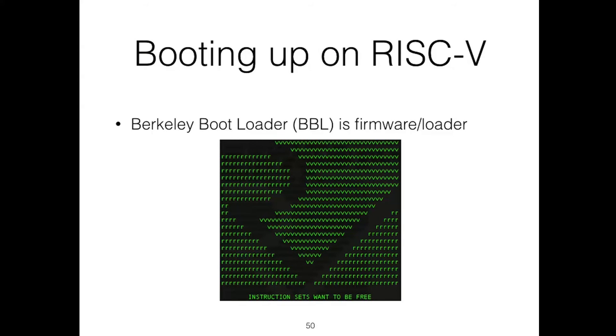Berkeley's bootloader for RISC-V is something called BBL, or the Berkeley bootloader, and this is the firmware and the loader. Because I like ASCII art, I took a picture of what happens when you load this up. This is the RISC-V logo, and you have the slogan that instruction sets want to be free. That's the official RISC-V slogan. Unfortunately, you don't see this logo when you boot FreeBSD on RISC-V.